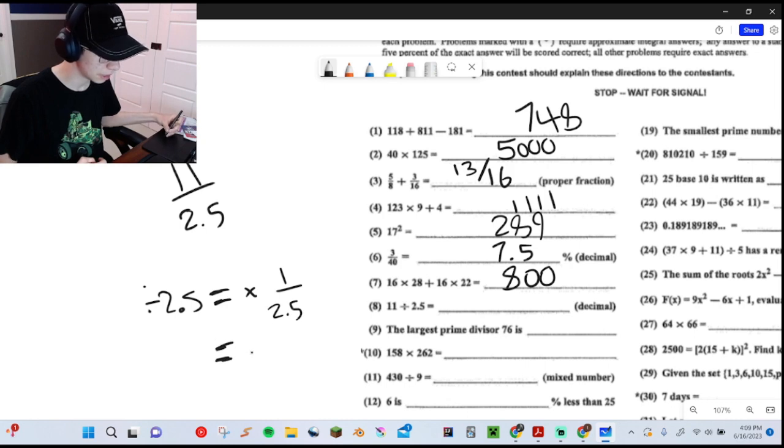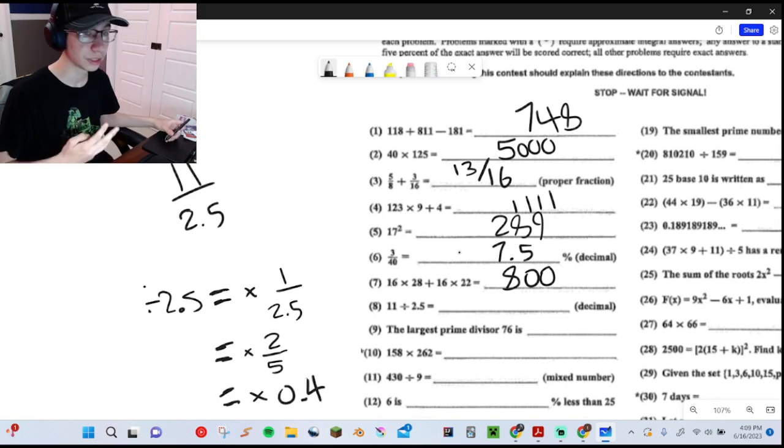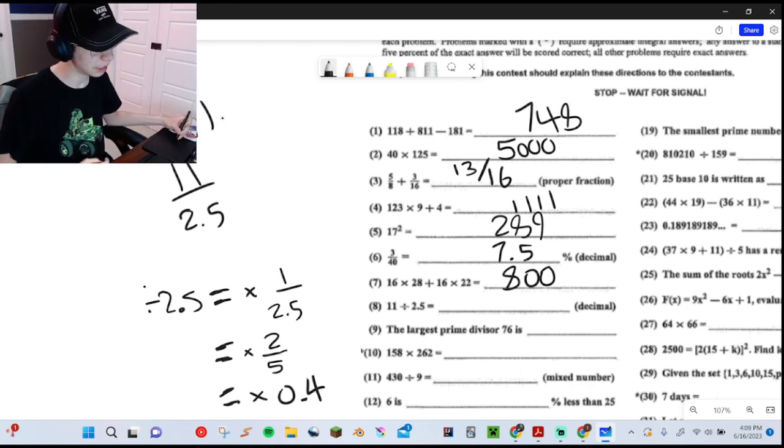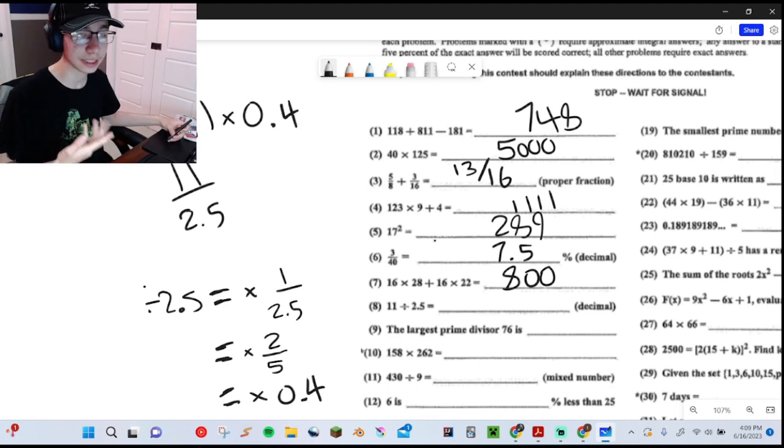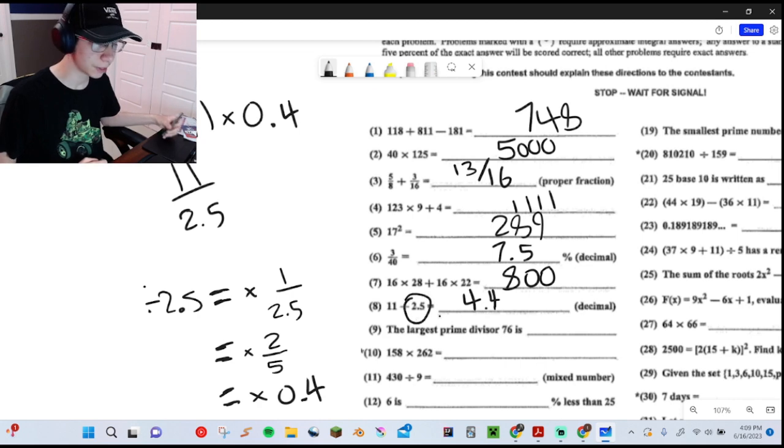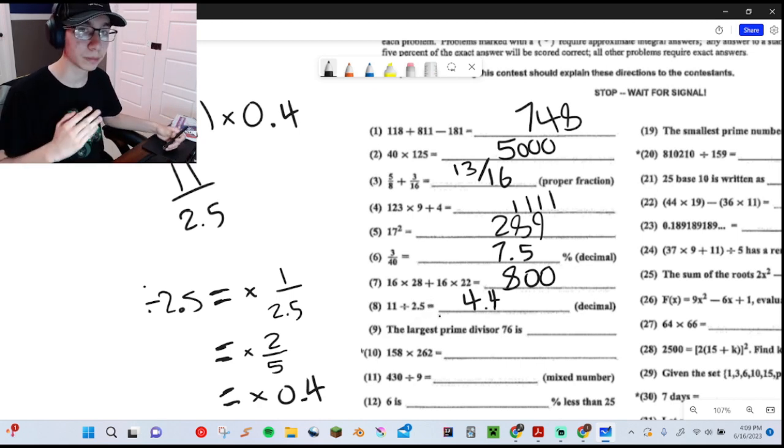which is the same as multiplying by 2 over 5, which is the same as multiplying by 0.4. So really, when I'm doing 11 divided by 2.5, I'm doing 11 times 0.4. That's just going to be 4.4. So whenever you see this dividing by 2.5 term, just think multiply by 0.4.